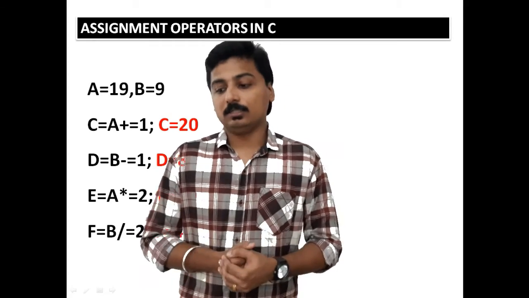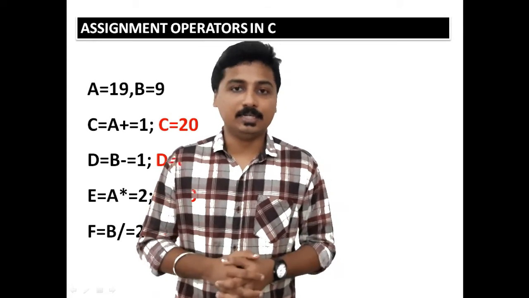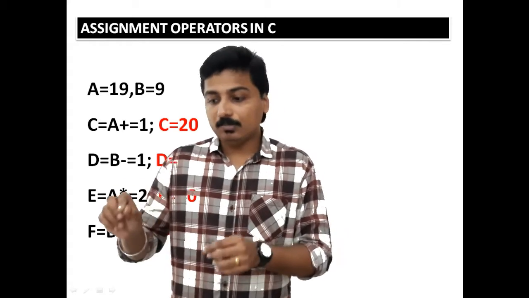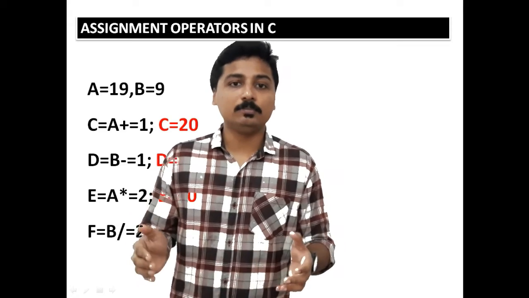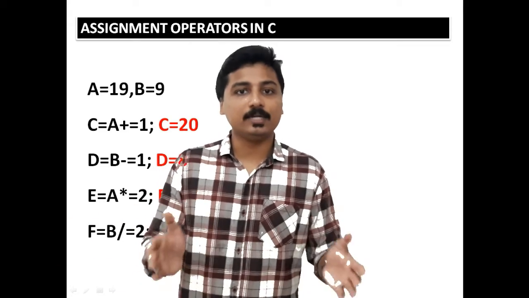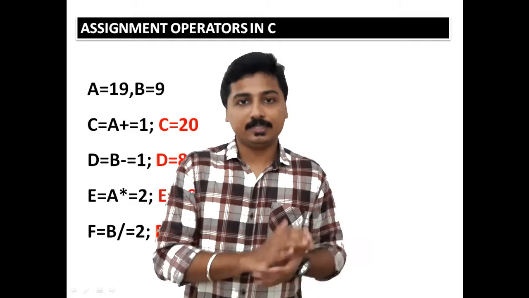In the next case, what will be the value stored inside the variable named d? That is b minus equal to 1. b consists of the value 9. b minus equal to 1 means b equal to b minus 1. So 9 minus 1, 8. 8 will be stored inside the variable named b.